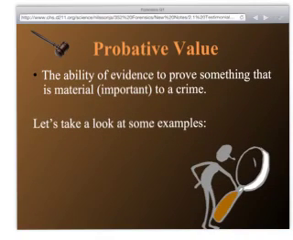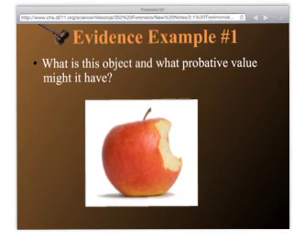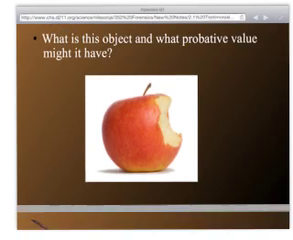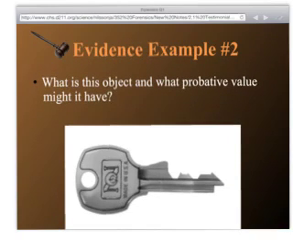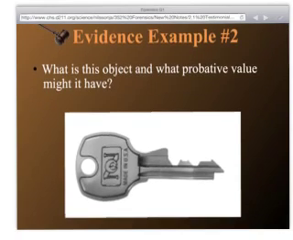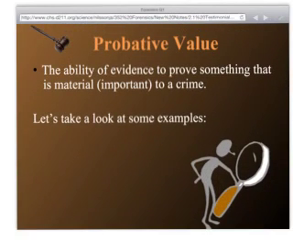All right, last thing is probative value. I just want you to know about probative value. It just means the ability of evidence to prove something that is material or important to a crime. A couple examples. An apple. Think about what type of probative value you might get from this. You're thinking right now. That's what's happening. All right, example 2. What type of probative value might you get from this piece of evidence? Still thinking. Quick review, just to remember, what does probative value mean? It means the ability of evidence to prove something that is material or important to a crime.